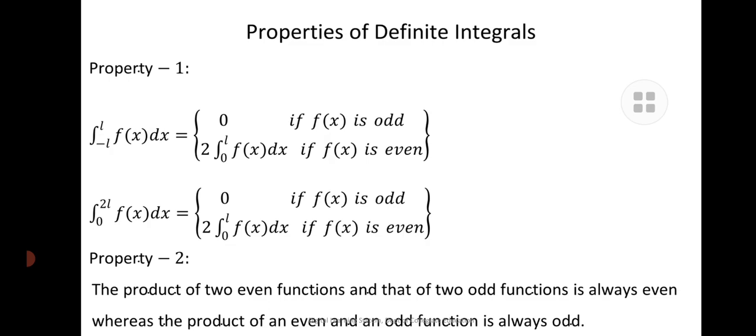So that means when the function is odd, the integral value is 0, and if it is even, then we can say that it is 2 times the integral from 0 to L of f of x dx. And the product of two even functions, or of two odd functions, will be even. We know that by the product of signs, minus times minus and plus times plus, it is equal to plus. And if the signs of the two terms are different, we can say that it is odd.